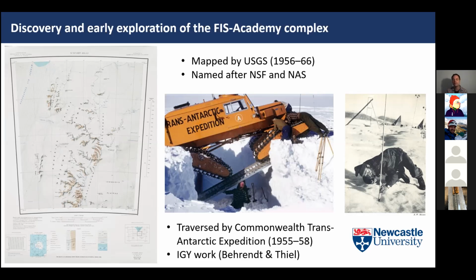glaciological catchment. So the first thing is that it was identified and mapped by the United States Geological Survey from both field surveys and aerial photography work in 1956 and 1966, with lots of exciting nunataks and some great geology around there as well. And Foundation, very simply, was named after the National Science Foundation in America, and Academy Glacier was named after the National Academy of Sciences. So very logical names there.